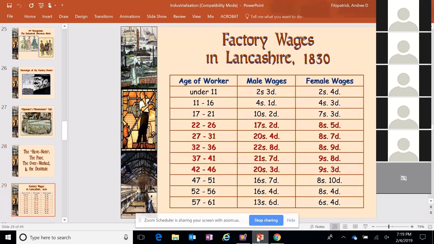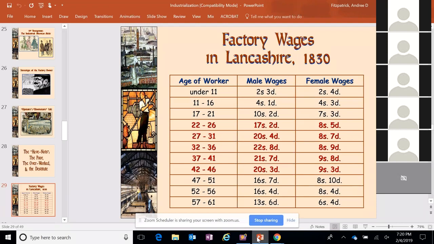So take a look for a second at the factory wages. S means shillings, D refers to pence, which is a smaller coin. But as you look, as people get older, the difference between the wages for men and the wages for women is significant. So by the time you're 22 years old, a male is making 17 something shillings, and a female is only making 8 shillings. That's a huge difference in the pay scale for men versus women. So you can see why factory owners would prefer women.